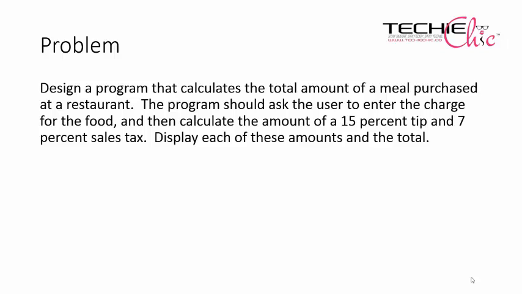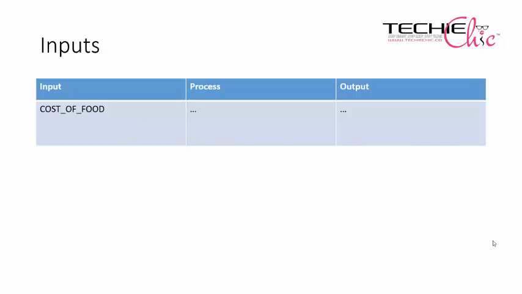But when we read the problem carefully and really study what we're being asked to do, which is basically calculate tip and sales tax, we are only requesting one input, and that's here. In the second sentence, the program should ask the user to enter the charge for the food and then calculate. So we're only focusing on input, and our input is the charge for the food. That's our prompt. That's the information that we're going to be receiving to process or to solve our problem. And so within this small table, the input is cost of food. Very simple.